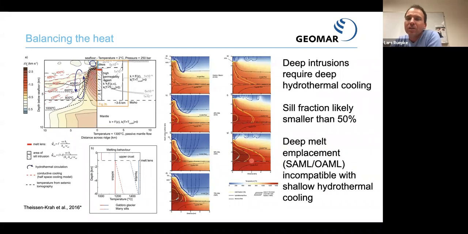So what that means, which is sort of intuitive, is that deep intrusions require deep hydrothermal cooling. It also means that the sill fraction is likely smaller than 50%. And it also means that as soon as we see these shallow melt lenses, the subaxial melt lenses and off-axis melt lenses, as soon as you see these intrusions in the seismic data, somewhere in the lower crust or off-axis, it probably means that we also need some component of deep hydrothermal circulation.